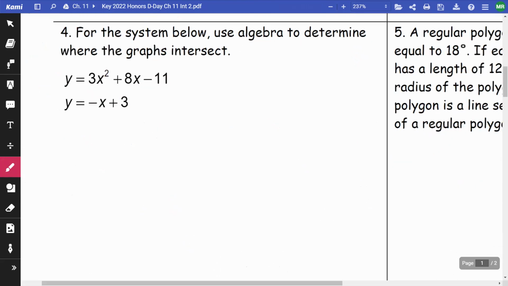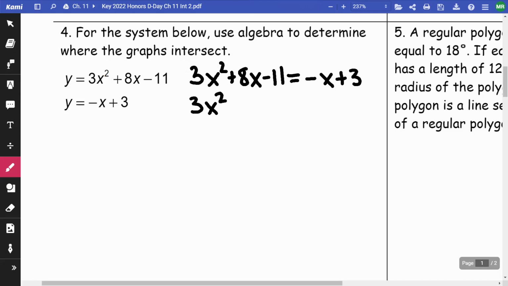So on number 4, we're going to be finding the intersection of the parabola and the line. They want us to do this algebraically, not using Desmos. So I'm going to go 3x squared plus 8x minus 11, and I'm going to use equal values. Since they both equal y, they're going to equal each other. So I get negative x plus 3. I'm going to get everything on one side, 0 on the other. So I'm going to keep my 3x squared here. I'm going to add x to both sides, getting a 9x. I'm going to subtract 3 from both sides, which is a negative 14 equals 0.